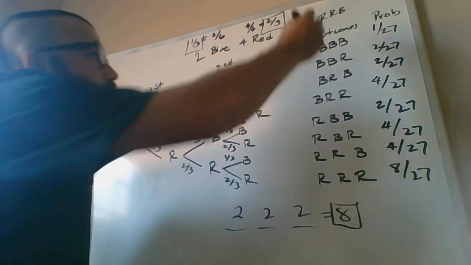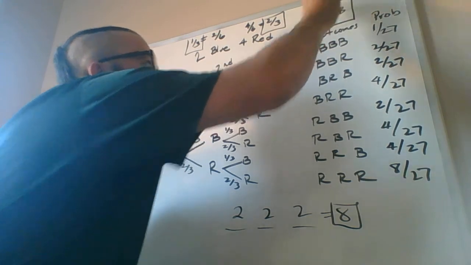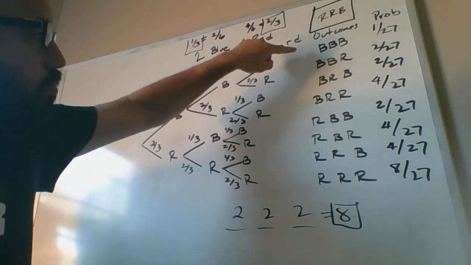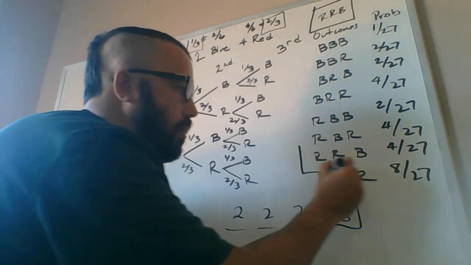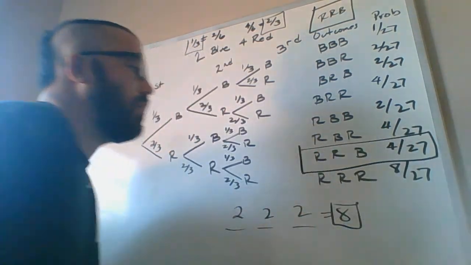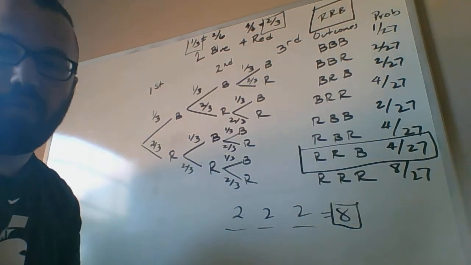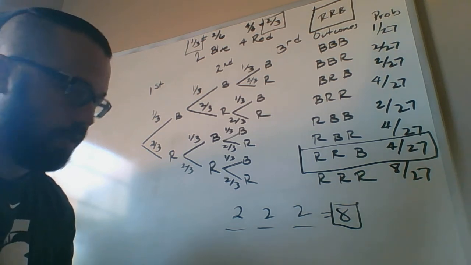But they want to know this one right here, red, red, blue, right? So you just go through all these. Where's red, red, blue? Red, red, blue is this one right here, right? So the probability of rolling a red, red, and a blue is 4 out of 27, and that would be your answer for that one.